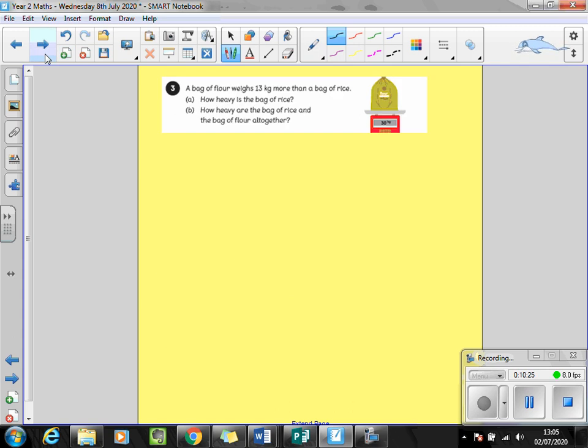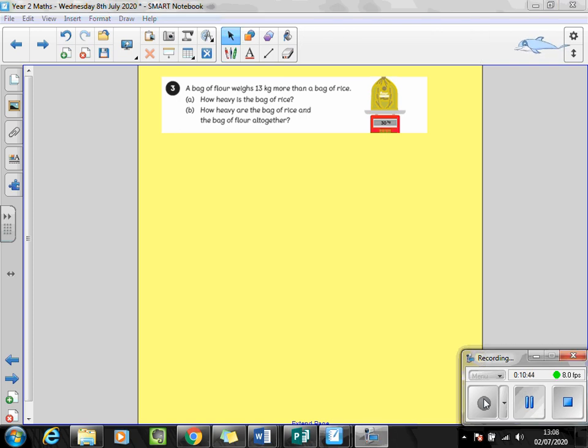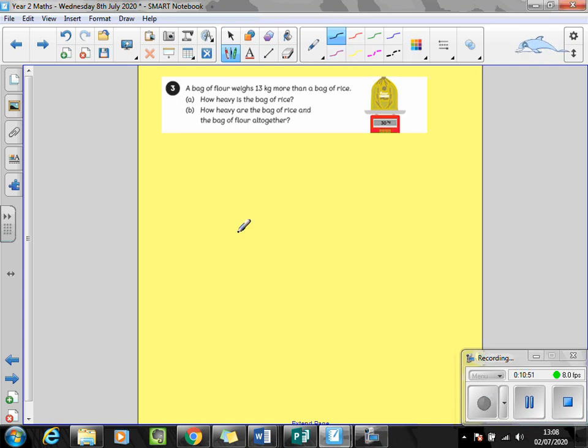Okay, question 3. A bag of flour weighs 13 kilograms more than a bag of rice. A. How heavy is the bag of rice? And B. How heavy are the bag of rice and the bag of flour altogether? Pause the video to solve. Okay, now this one's a bit more confusing, but you need to use the information in the picture that's provided.